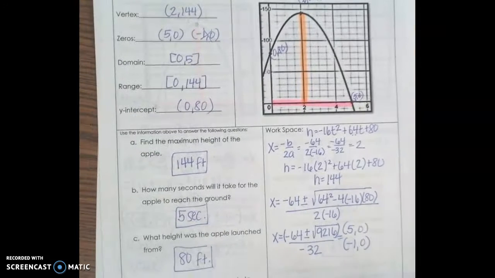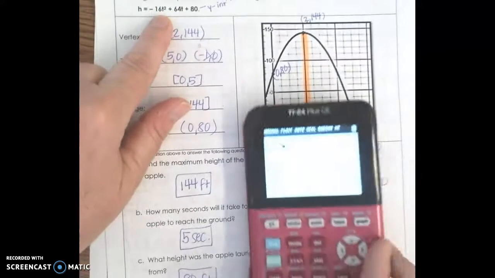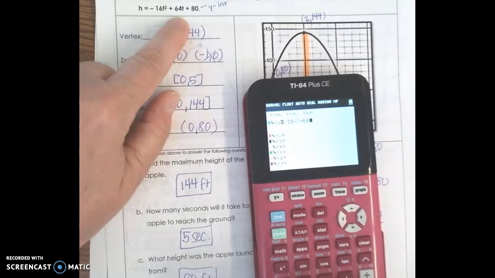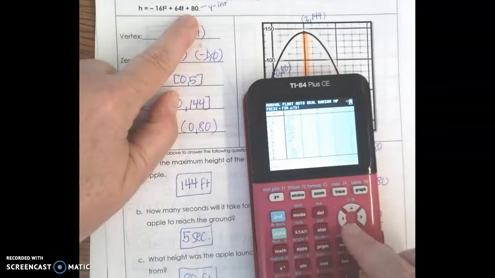I want to give you an example that you might run into in a couple of later questions. So what we're going to do is, I'm going to show you how to read your calculator some. Take your equation, -16 x squared plus 64x plus 80, and let's go look at the table of values. We have to be in the positive areas, so I'm just going to move it down a little bit, so we're only looking at positive numbers.